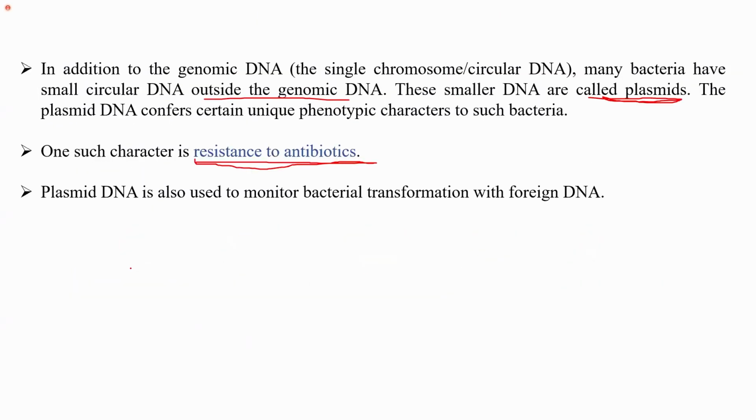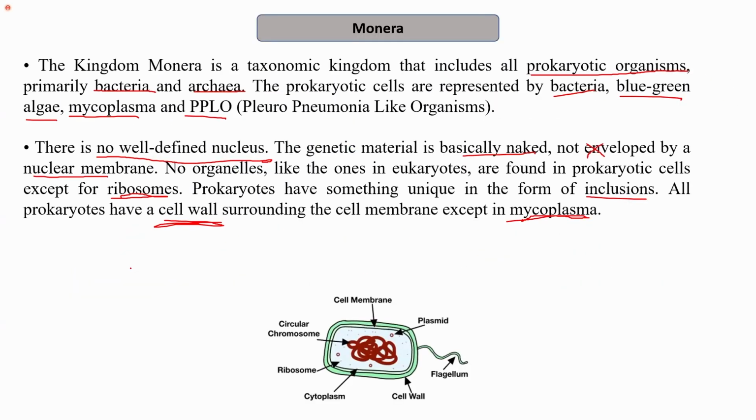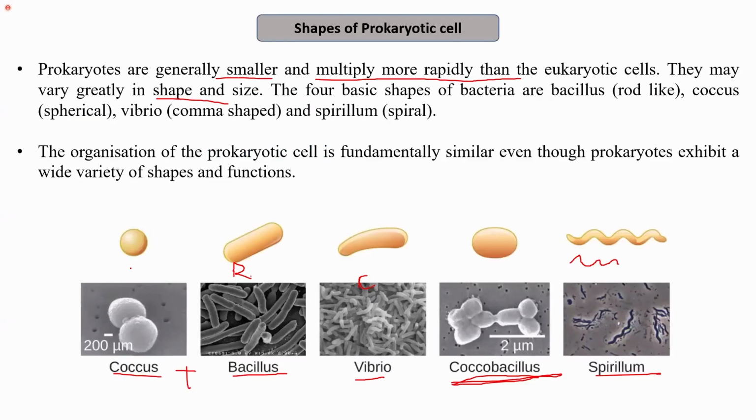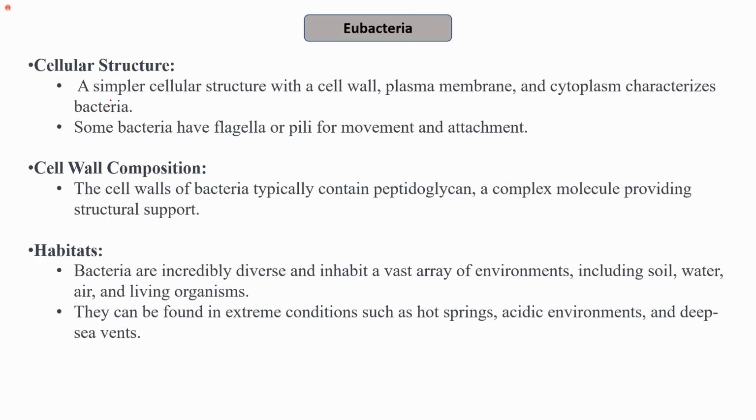So we know that the kingdom Monera mainly comprises organisms of the bacteria and archaebacterial group. Firstly, we will learn about the basics of the eubacteria, which is also known as the true bacteria. Basic eubacteria are the organisms with a simple cellular structure that has a cell wall, a plasma membrane, and cytoplasm. So this cell structure characterizes the bacteria.